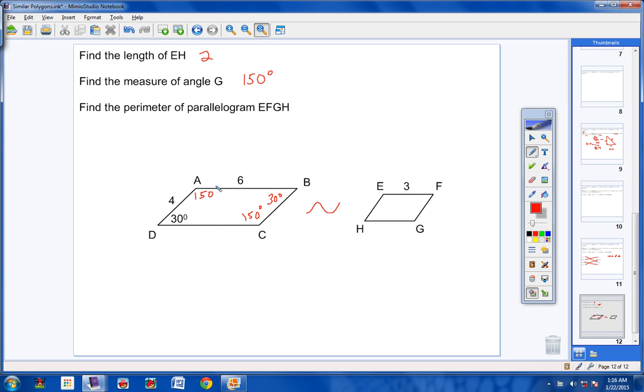It shouldn't be too hard. We know a parallelogram always has opposite sides congruent. So if this is 3, this is 3. Remember, we went from 6 to 3, which means we divided it in half. So from 4 to here is going to be 2. Take your 4 and divide it in half, and you will get 2. And if this is 2, this is 2 over here. Because in a parallelogram, opposite sides are congruent. So we have 4, 7, 10. So the perimeter of EFGH would be 10.